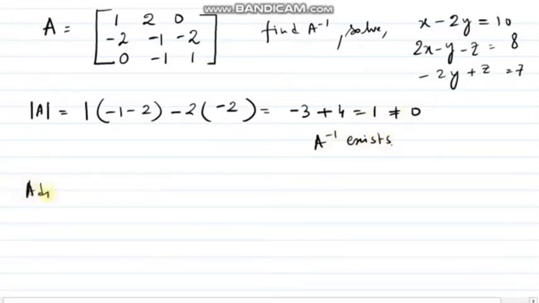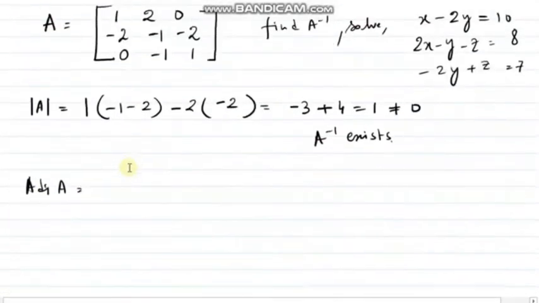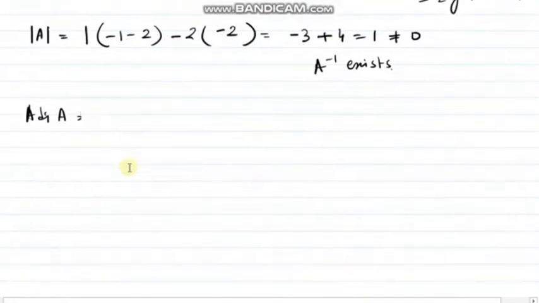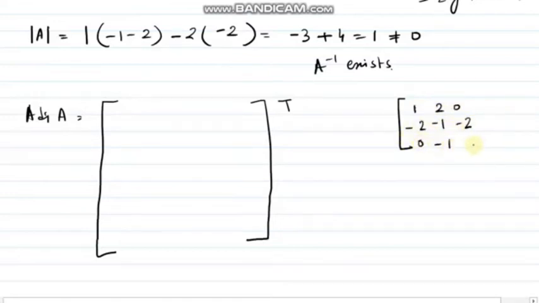Now we are going to calculate adjoint A. I have shown you in the last video how to calculate adjoint A. Again, I am going to show you in detail. For that I am going to write this to the power t, that's transpose. I am going to write the matrices as many times as I require over here: minus 2, minus 1, minus 2, 0, minus 1 and 1.